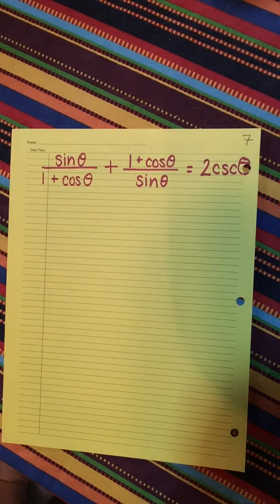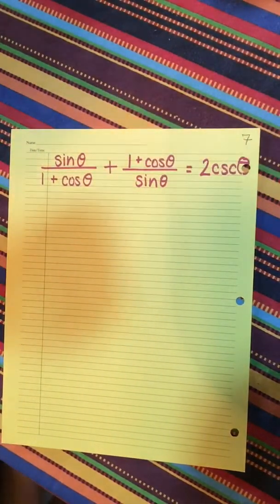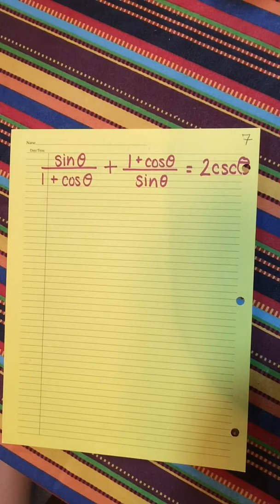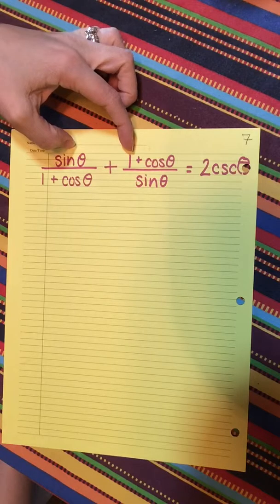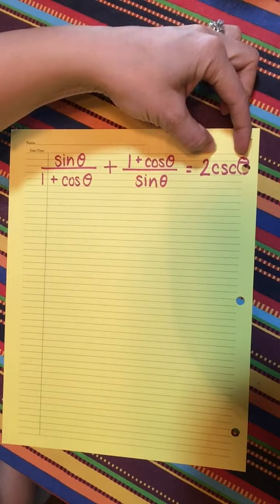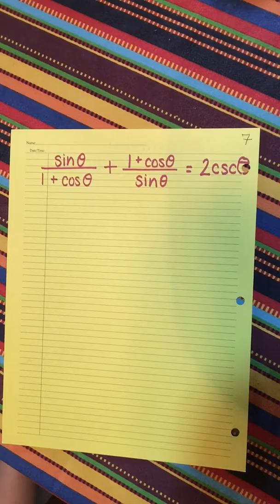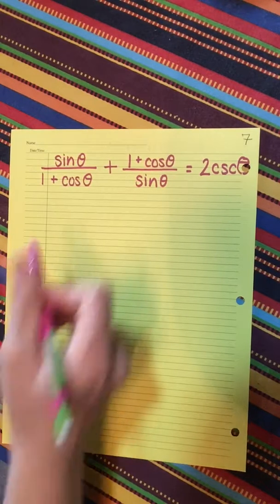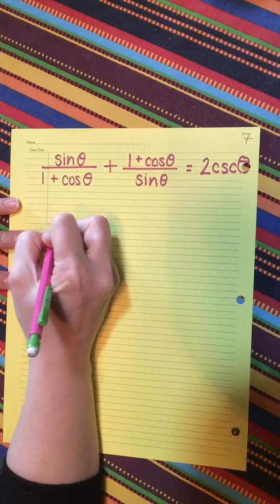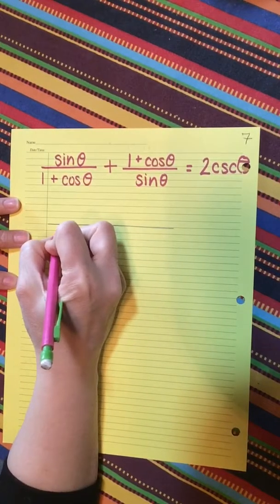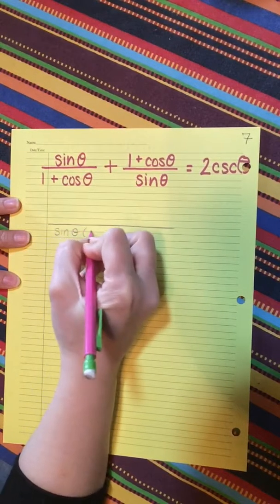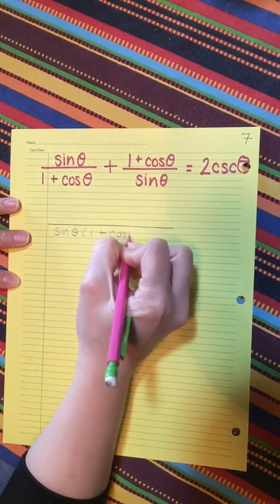Taking a look at sine of theta over 1 plus cosine of theta plus 1 plus cosine of theta over sine of theta, we want to prove that it equals 2 cosecant of theta. Now we're starting with two fractions, and we have to force it to look like one answer. All right, well then you have to add the two fractions together. And to do that, you need a common denominator. So we'll just smush those two denominators together. So this will look like sine of theta times 1 plus cosine of theta.